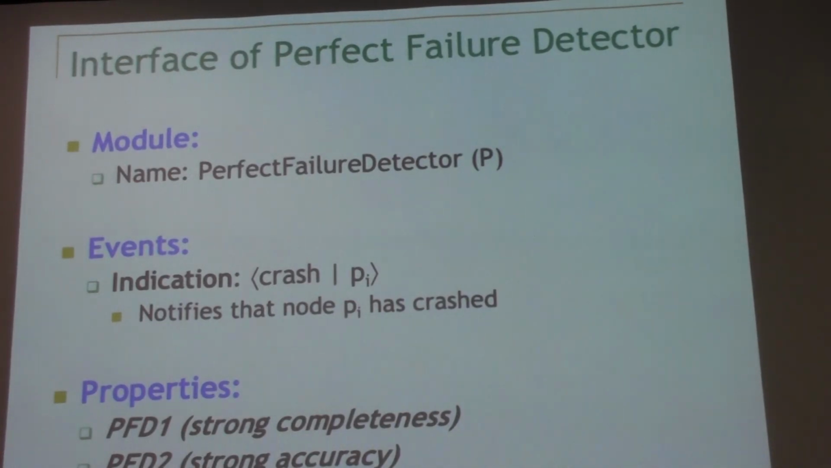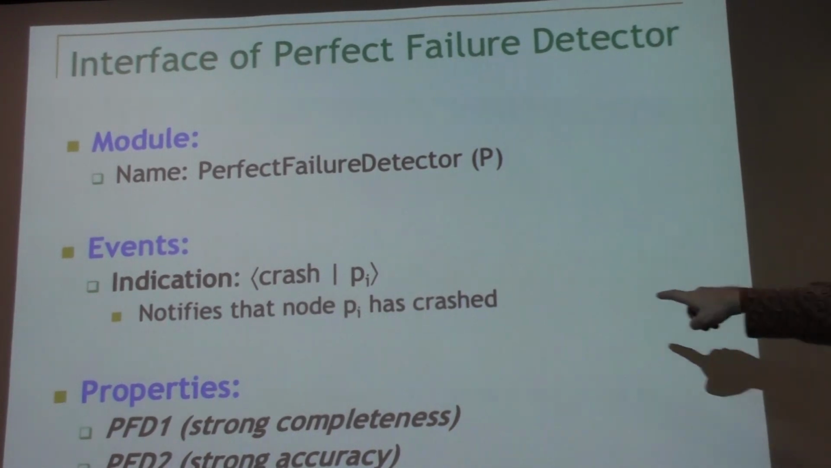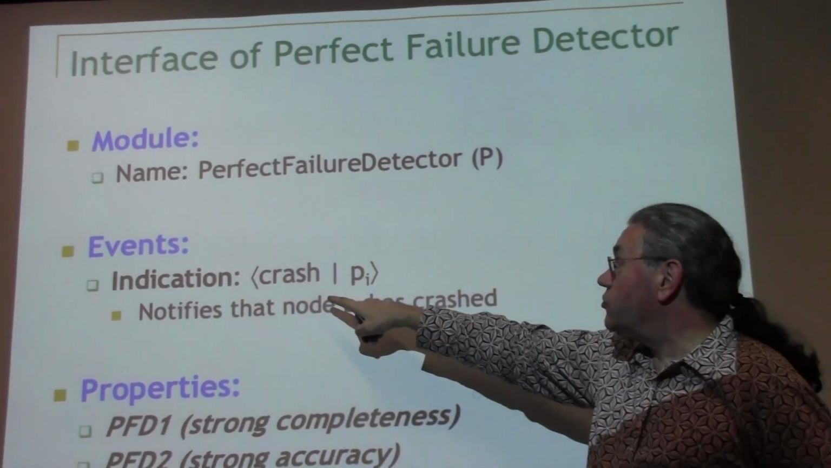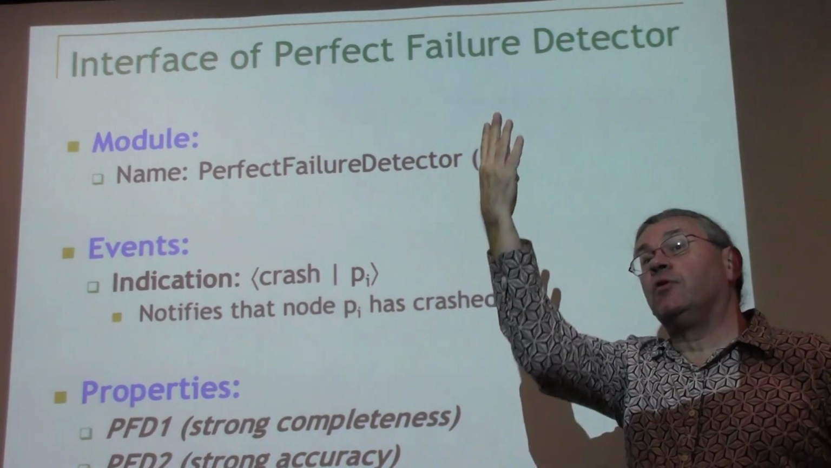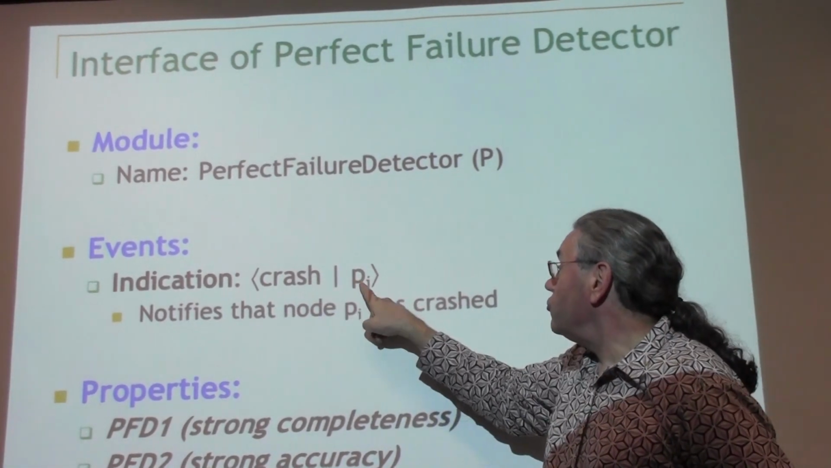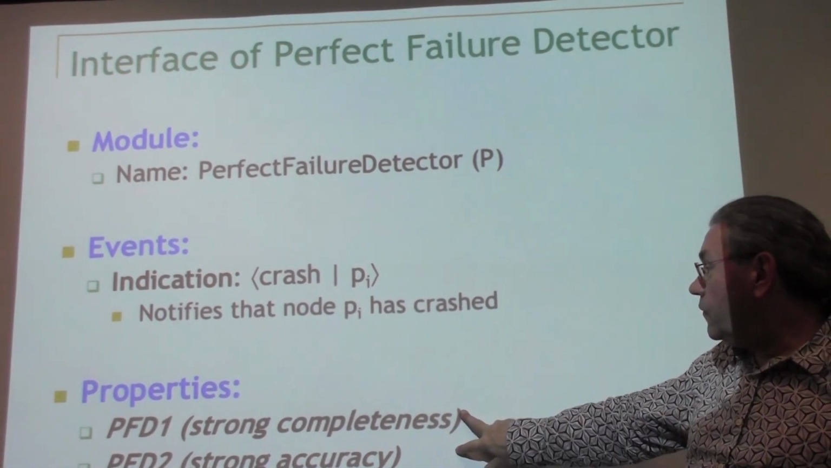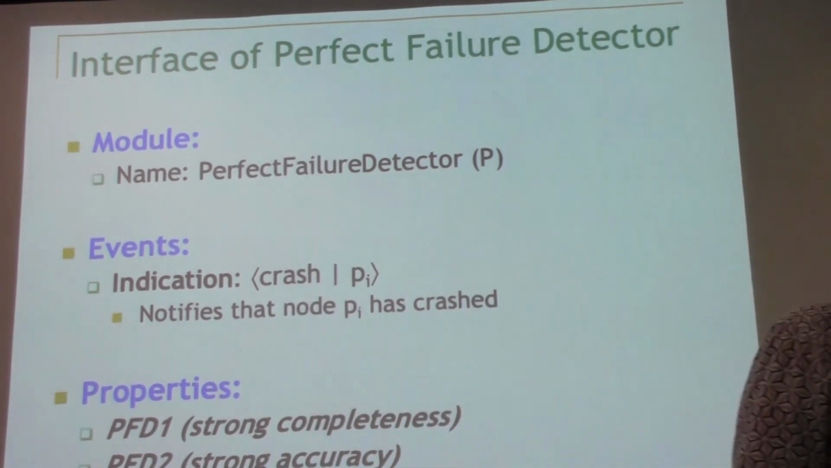Okay, let's talk now about these 2 guys, P and eventually P. And as usual, we have to give them an interface. We have to give them properties, safety and liveness, and we can actually show some kind of implementation, maybe. Depends on the hardware. So the interface is very simple. For P, it has only one thing, which is an indication. Remember, an indication is a message that goes up, comes out, which is crash PI, telling me that node PI has crashed. And it has these 2 properties, strong completeness and strong accuracy.